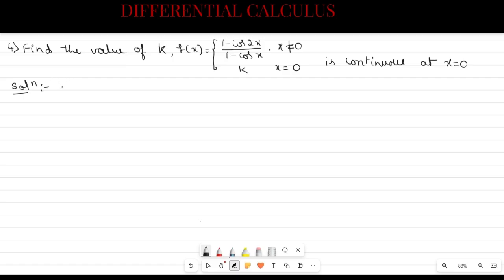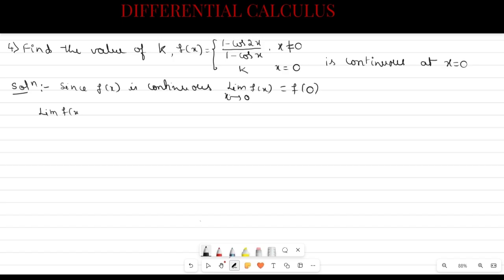Since f of x is continuous, as usual, we should write the condition. Since f of x is continuous, what condition should we write actually? The limit of f of x as x tends to 0 is equal to f of 0. This is the condition, isn't it?